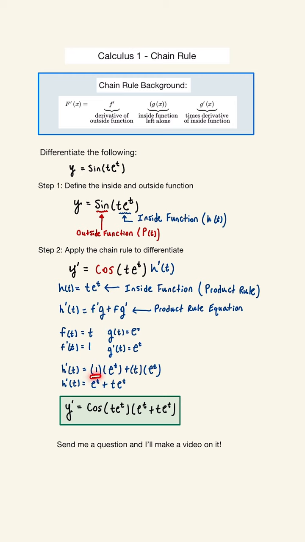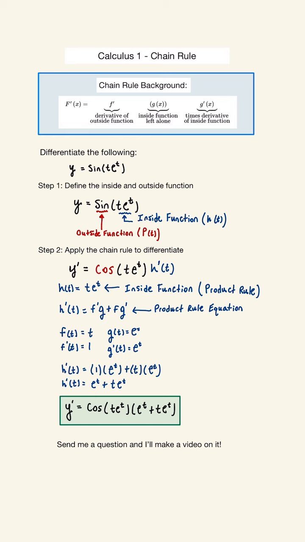For the f prime position, we're going to have 1. You can see that's given here. For our g position, we're going to have e to the t. For our f position, we're going to have t. You can see that there. And for our g prime position, we're going to have e to the t. After having this expression, we can simplify it, and we'll get e to the t plus t multiplied by e to the t.